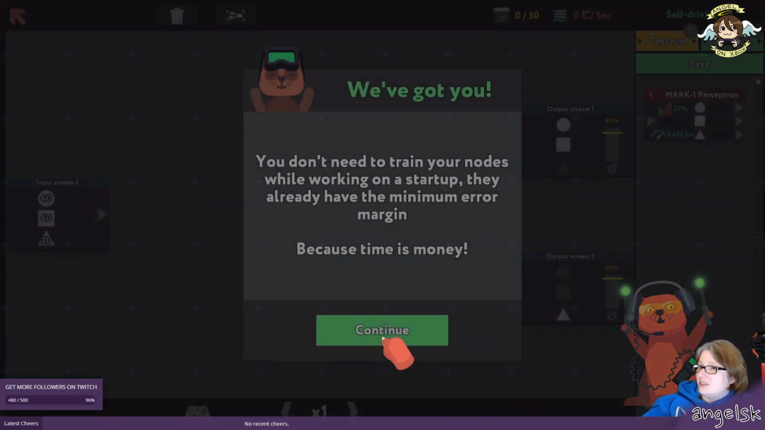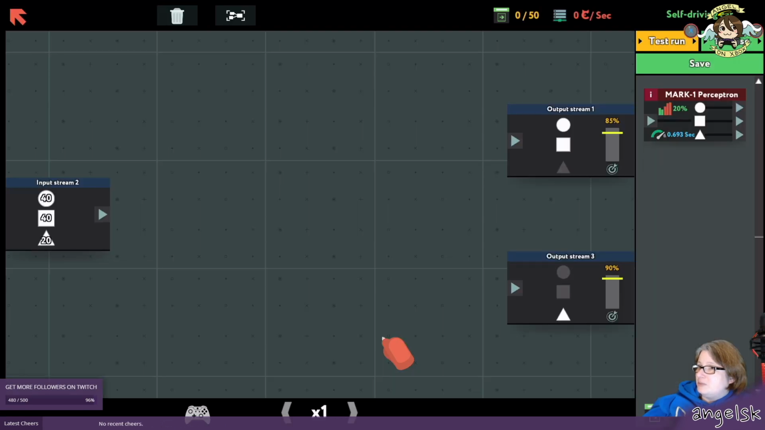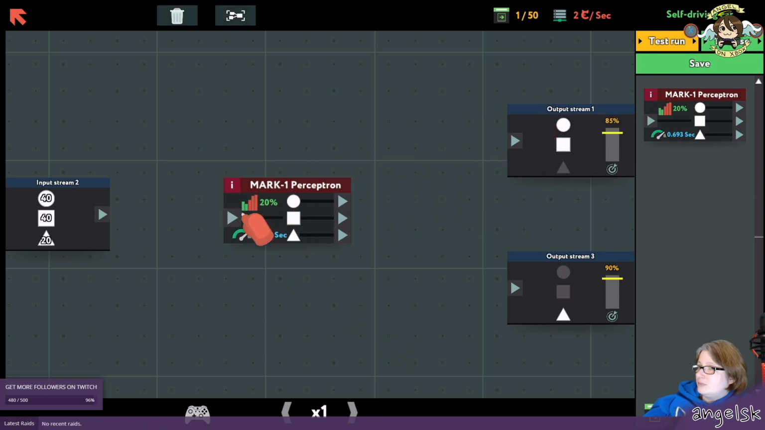Sure, let's invest in the startup. You don't need to train your nose while working on the startup. They would have a minimum error margin. This time is money. Okay. Oops. Pick the wrong one. Triangle. Okay. Test run. Oh, no, not launch. I'm going to test.